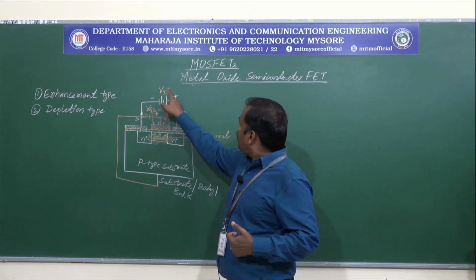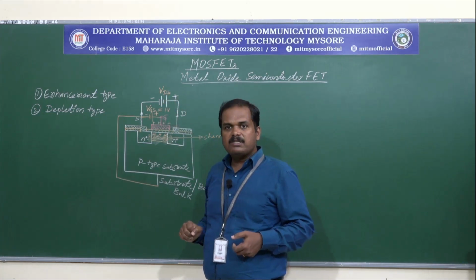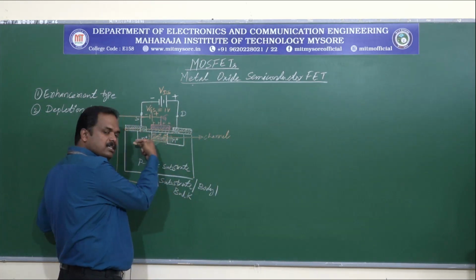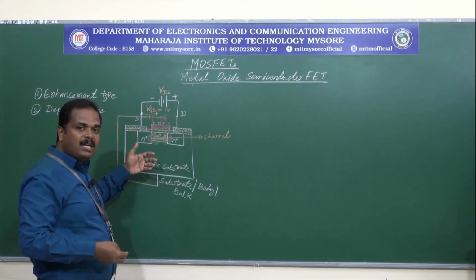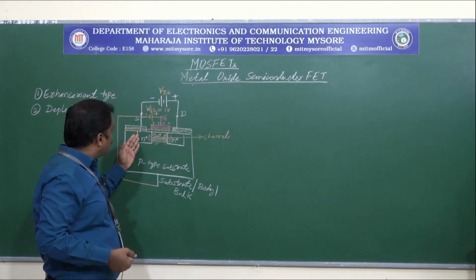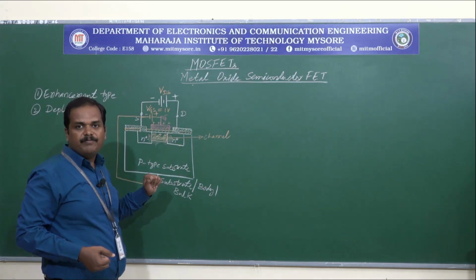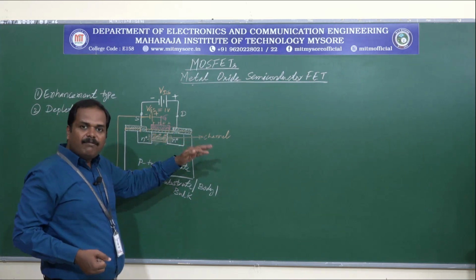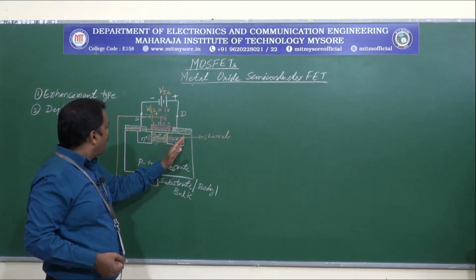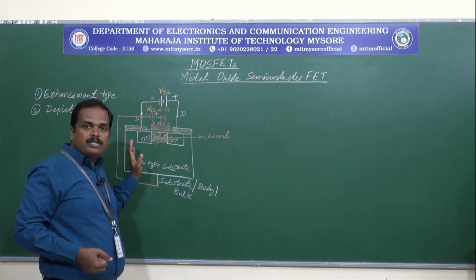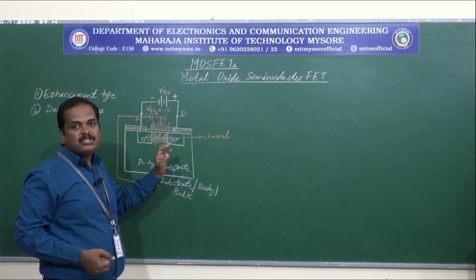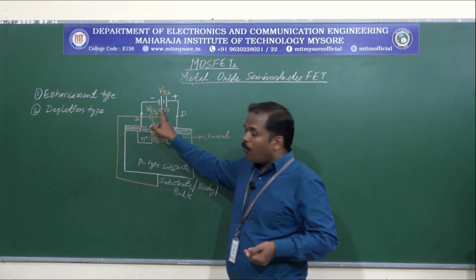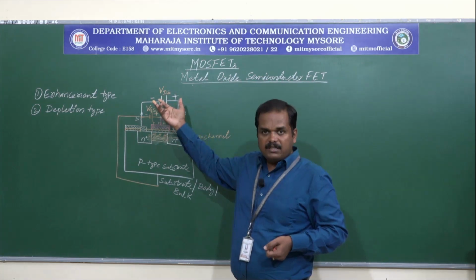And now because there is a positive VDS, there will be an electric field induced in this direction that will make the electrons drift from the source region into the drain region. When electrons are moving from source to drain region, the effective current will be flowing from drain to source region. We say IDS is flowing. Now VGS was set to 1 volt. What if I increase VGS?